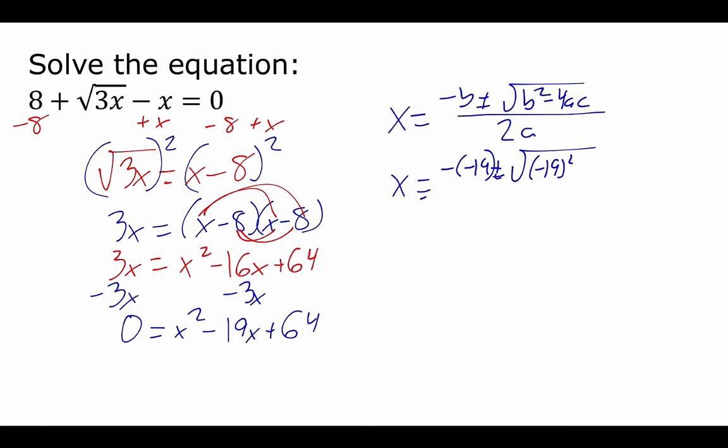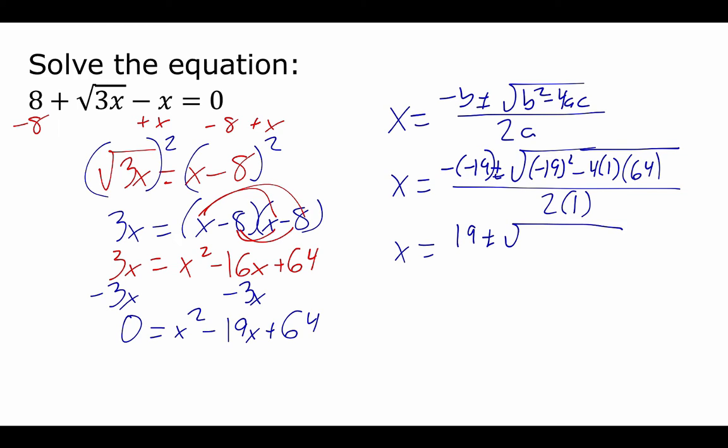Let me zoom in a little bit. So I got negative 19 squared minus 4 times our a value, which is 1, times our c value, which is 64, all divided by 2 times our a value of 1. Yikes. Whatever. We'll make it work. So double negative 19 gives us positive 19. Sorry, there's a stray mark there. So we got positive 19 plus or minus the square root of 19 squared.